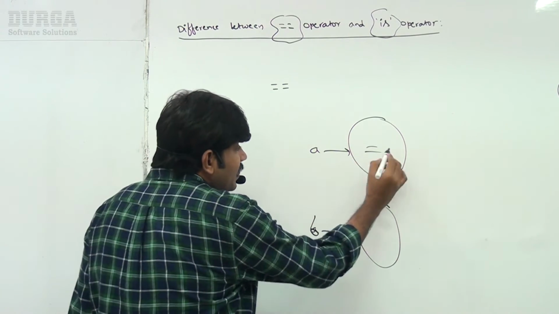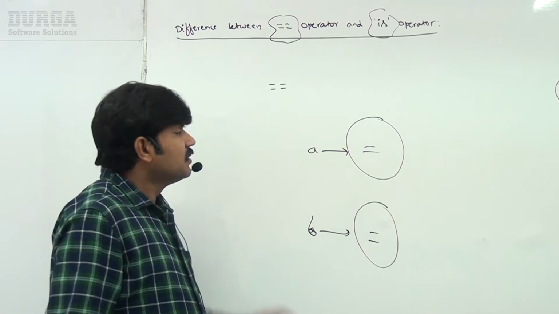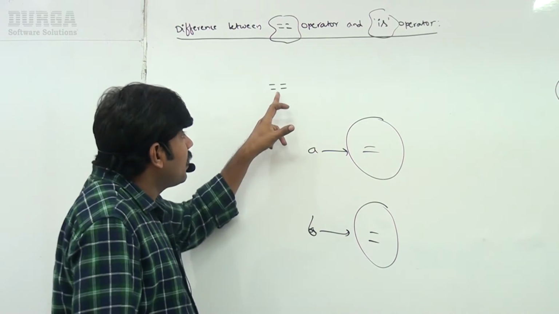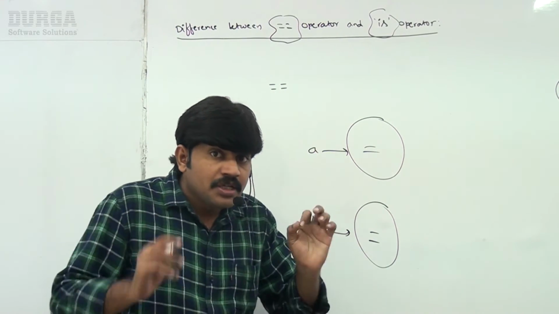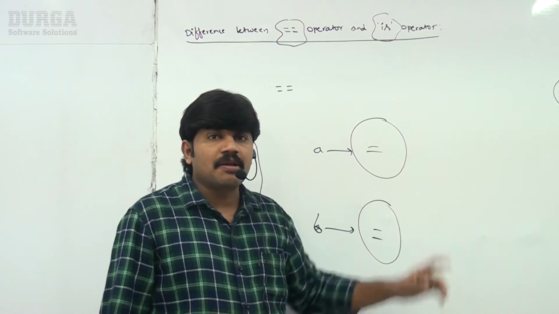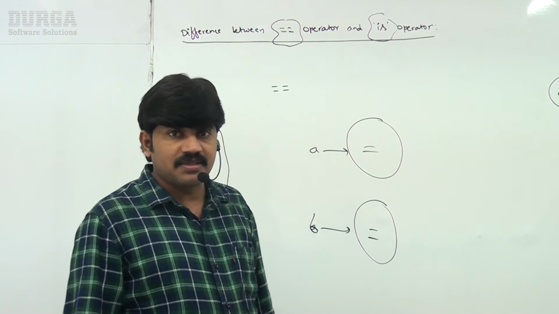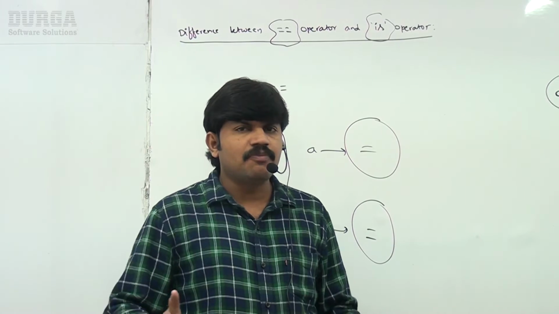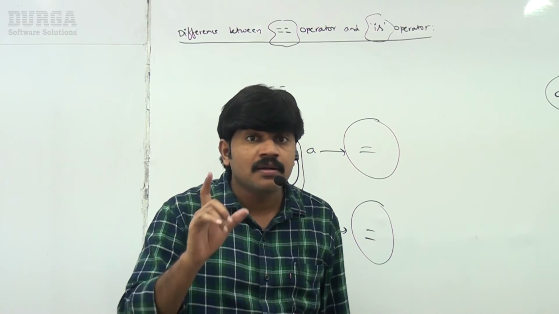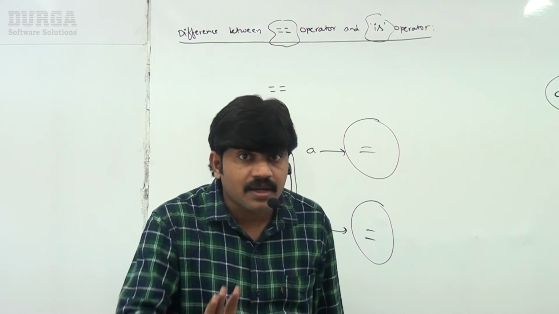If the content is the same, then the double equal operator returns true. Remember this one, the double equal operator returns true. It is meant for content comparison, but the is operator is meant for reference comparison. Clear for all of you? Sir, very simple, one line answer: the is operator is meant for reference comparison, the double equal operator is meant for content comparison.